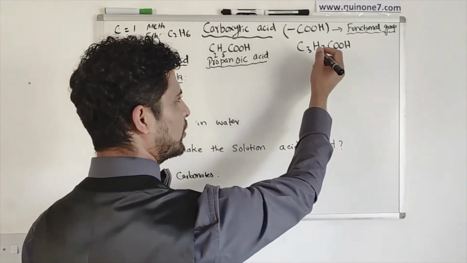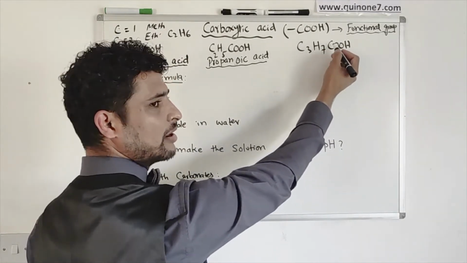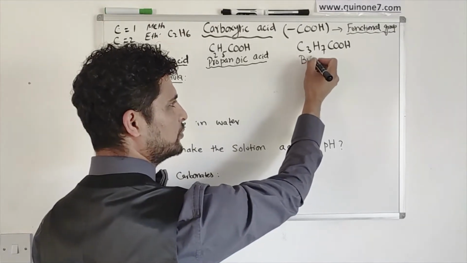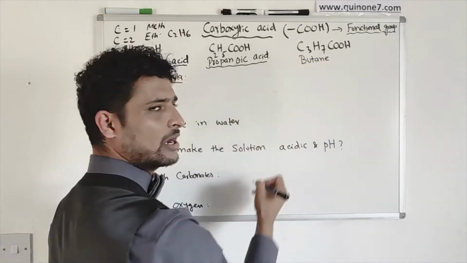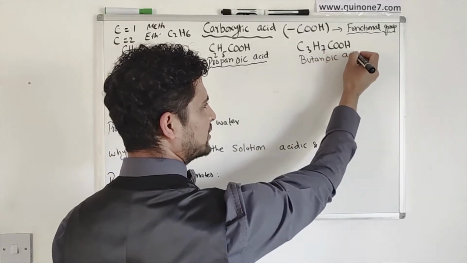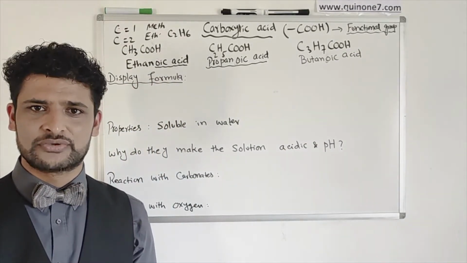Then you look at the third one, 1, 2, 3, 3 carbon atoms, and this one as well. You count this carbon as well. So 4 carbon atoms, and that will be butane, 4 carbon atoms. You replace E, you put oic acid, and it will be called butanoic acid. So that's how you're going to name them.